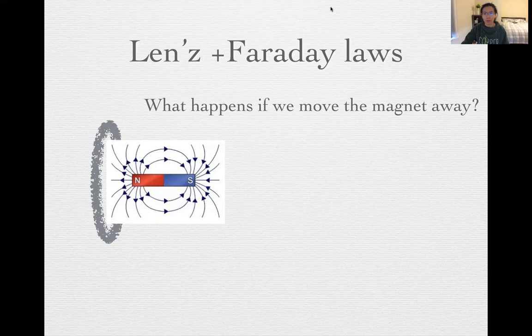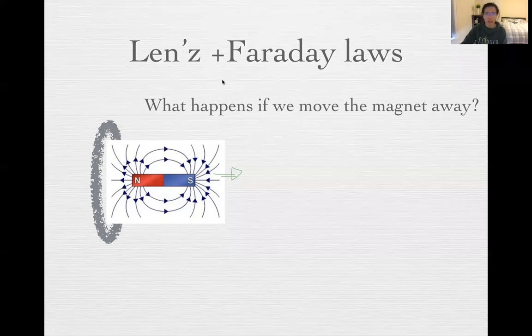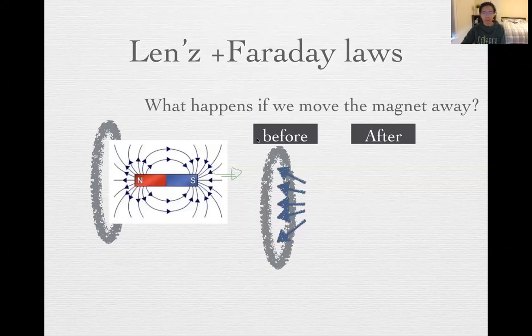However, what if we move the magnet away from the ring? Say I'm moving it to the right. Then what's going to happen? To answer this question, let's take a snapshot, like one at this moment, and then one say 1 second later. If we take a screenshot before we move the magnet, this is what you will see. This is my ring, and on my ring you can see there are 5 magnetic field lines going through.